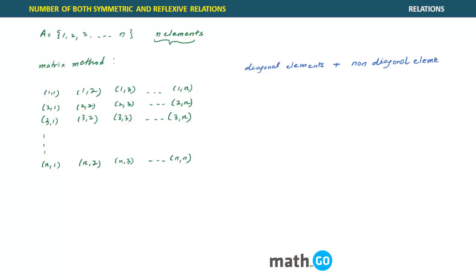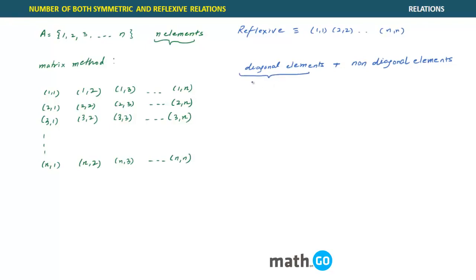So let's first of all talk about reflexive elements. What all reflexive elements will be there? If I talk about reflexive, that means a comma a should be there. So for reflexive it will be 1 comma 1 should be there, 2 comma 2 and so on. If you see, these are all diagonal elements.